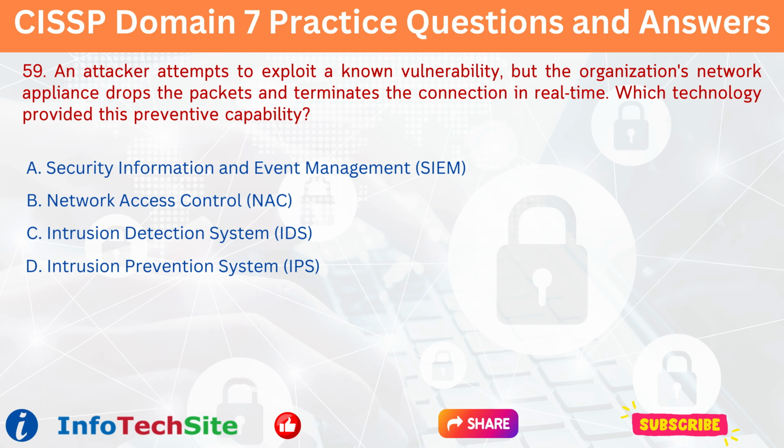59. An attacker attempts to exploit a known vulnerability, but the organization's network appliance drops the packets and terminates the connection in real time. Which technology provided this preventive capability? A. Security Information and Event Management, SIEM. B. Network Access Control, NAC. C. Intrusion Detection System, IDS. D. Intrusion Prevention System, IPS.